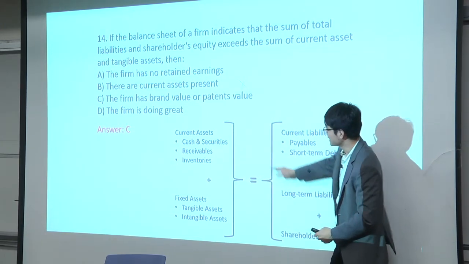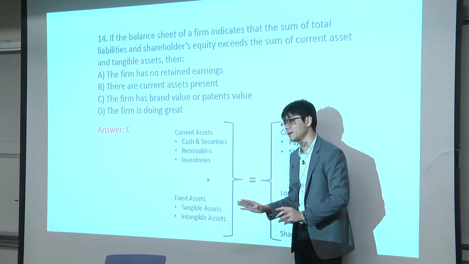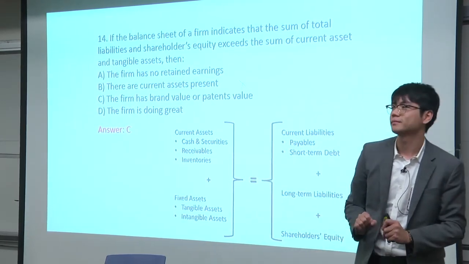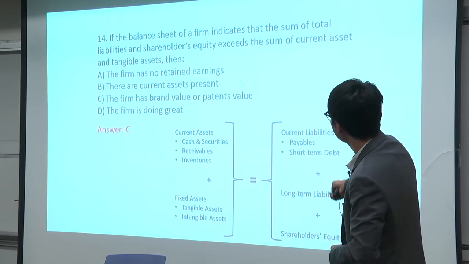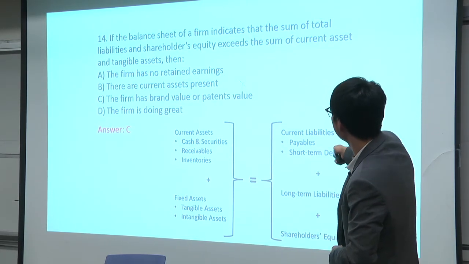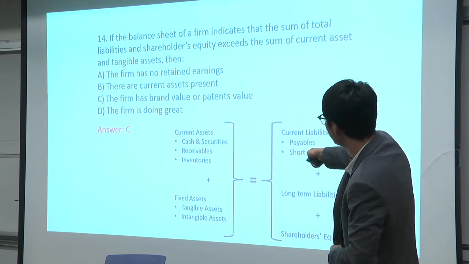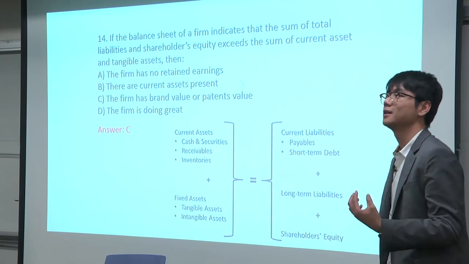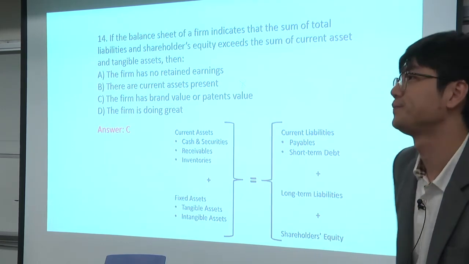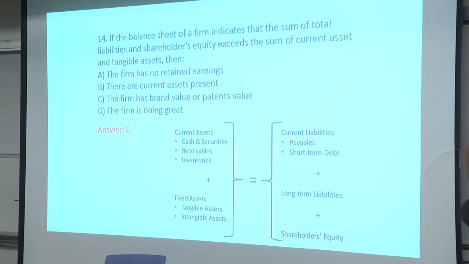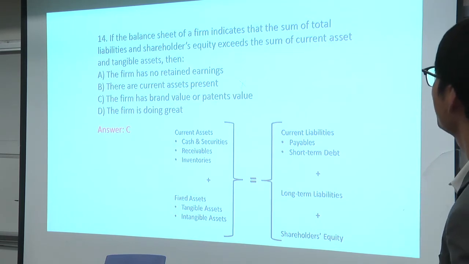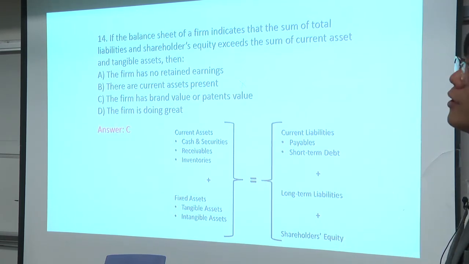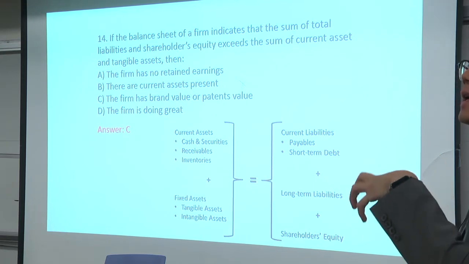That's the right-hand side. That's the left-hand side. Theoretically, they equal. So this part and this part are equal. Now this part exceeds this part plus the tangible assets. So what's happening? What do I do to make them equal? I have to add some intangible assets, or the intangible assets are not zero. Otherwise, they should equal. So there are some intangible assets. Then the firm has brand value or patent value. Those are in the intangible assets.